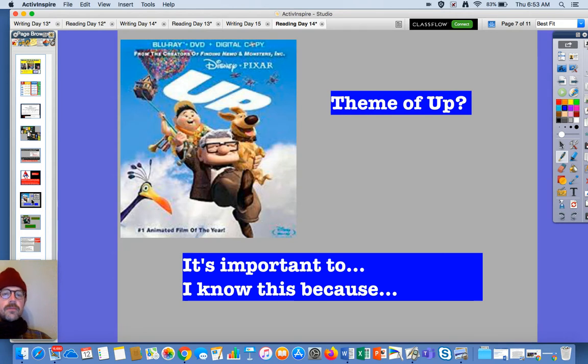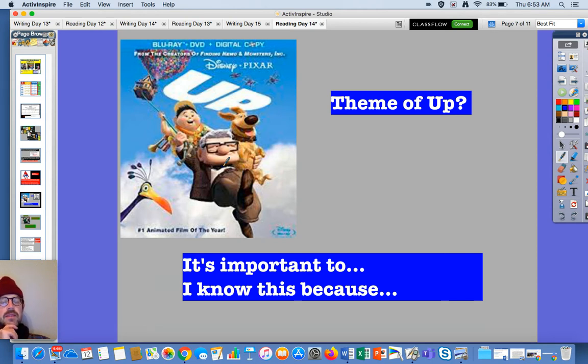Here's another one. You may know Up. Up is about a guy whose wife dies, and he sort of goes into a depression. So what could I say is the message of the story? What does the author want me to learn about life? Well, I think the author wants me to learn that it's important to continue to be positive even when bad things might happen. It's important to be positive even when bad things might happen.